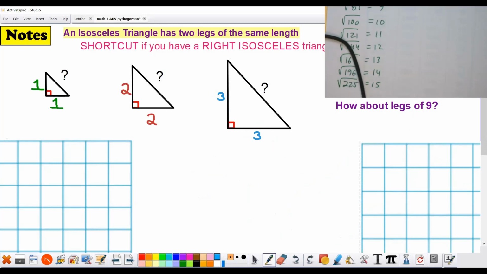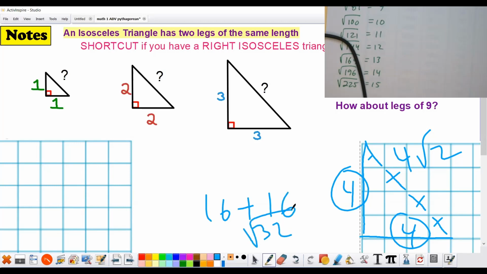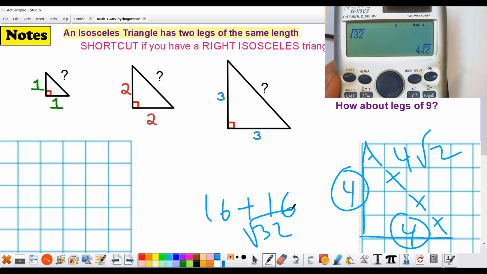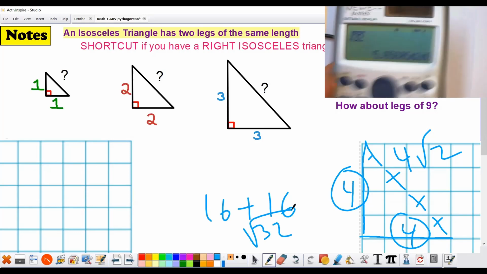But what if the sides were 4? 4 and 4. Radical 2, radical 2, radical 2, radical 2. Isn't that 1, 2, 3, 4? Isn't that 4 times radical 2? If I did the Pythagorean theorem and squared these, 16 plus 16 is 32, the square root of 32. My calculator says, did you know the square root of 32 is 4 times the square root of 2? And of course, there it is, a decimal.